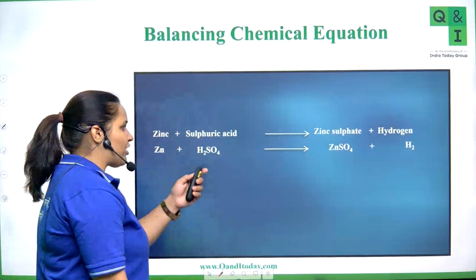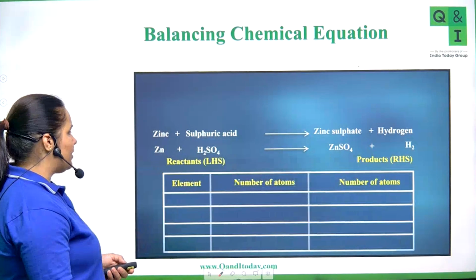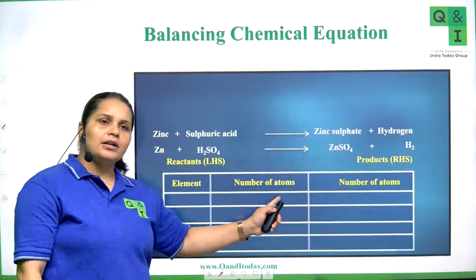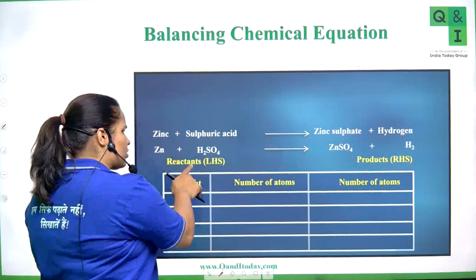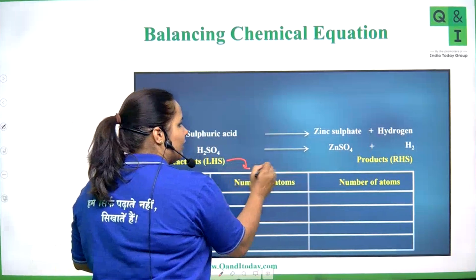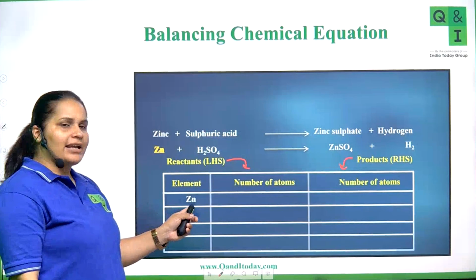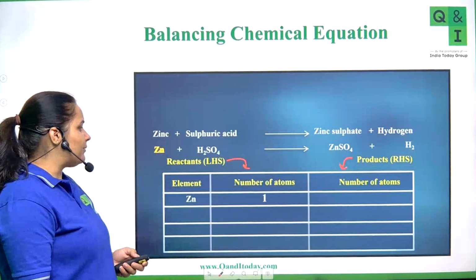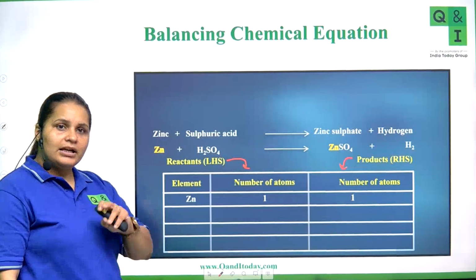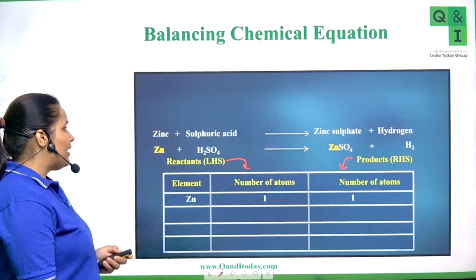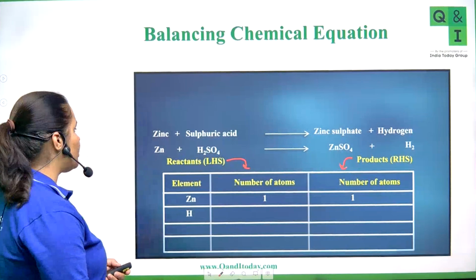Okay, so let's check whether it is balanced or not. I am going to draw a table here. Here I will write element, number of atoms, and then number of atoms. This is on the reactant side, and this is on the product side. First let's see zinc. Here we have one atom. On the product side also we have one atom. It is balanced.